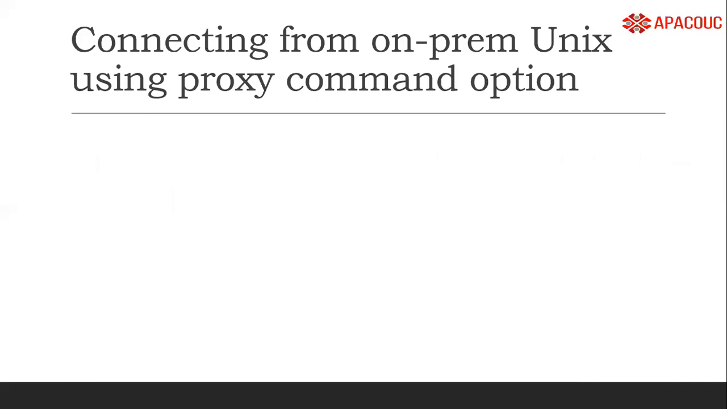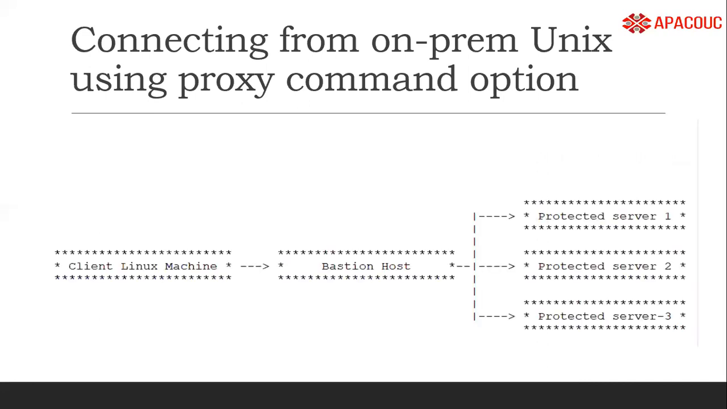Now, understanding how we connect an on-premise Linux machine using the proxy command option. Let's understand this typical scenario. We have a client Linux machine, we have a Bastion host, and we have 3 protected servers. Suppose Tom tries to connect from the client machine.